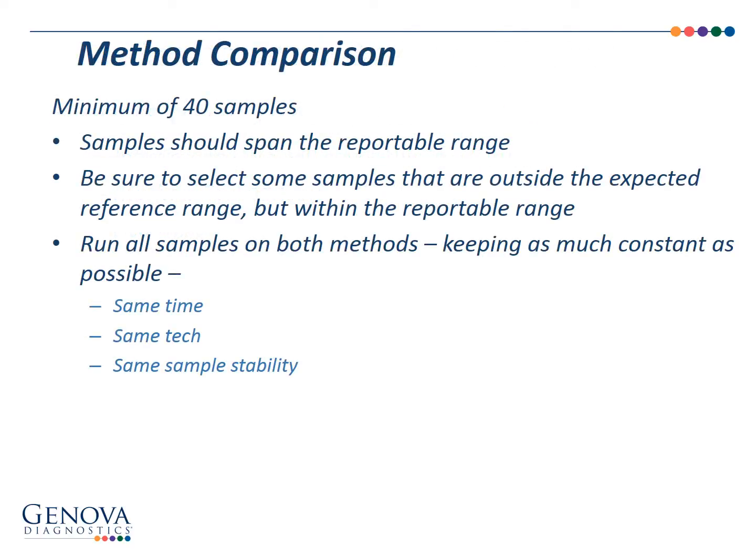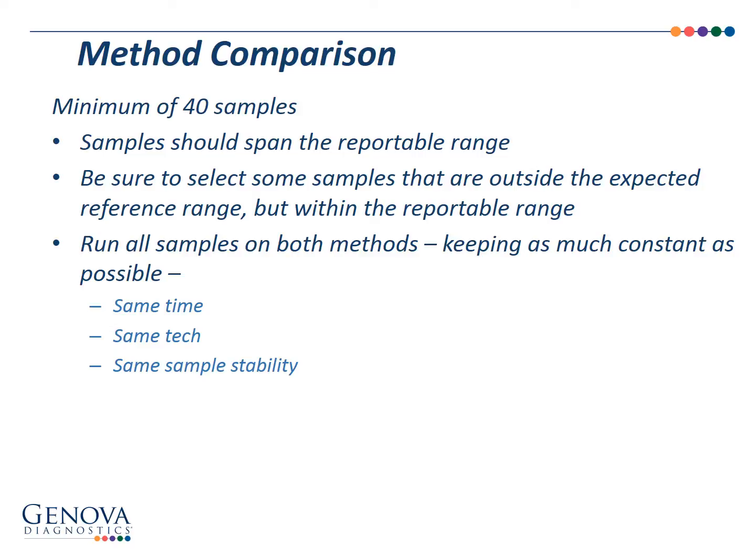Starting with method comparison, we use a minimum of 40 samples, and this is exactly what it sounds like. We have 2 different methods and we do split samples. We want samples that span the reportable range of the assay, which we determined in our linearity. We want to make sure that some of the samples are outside the expected reference range. If we have an idea of what normal is going to be, let's get some normal samples and some abnormal samples, as long as it's all within the reportable range. We want to take those samples, split them, and then run them on both methods.